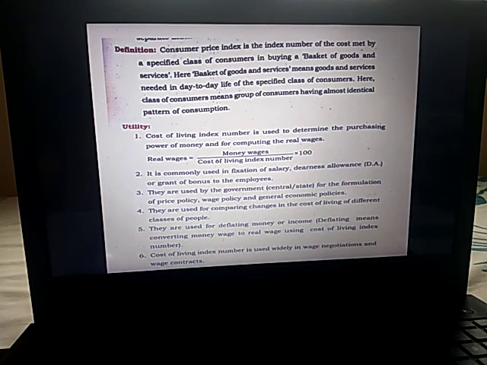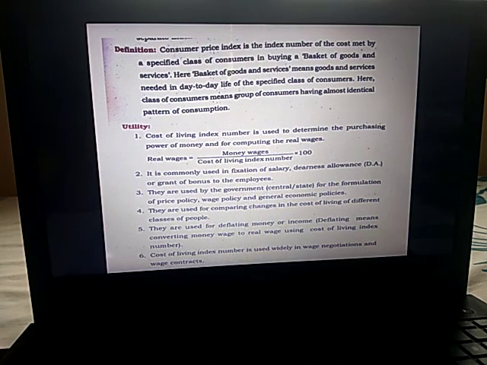Definition: Consumer price index is the index number of the cost met by a specified class of consumers in buying a basket of goods and services. A basket of goods and services means goods and services needed in the day-to-day life of the specified class of consumer. Here, class of consumers means a group of consumers having almost identical pattern of consumption.